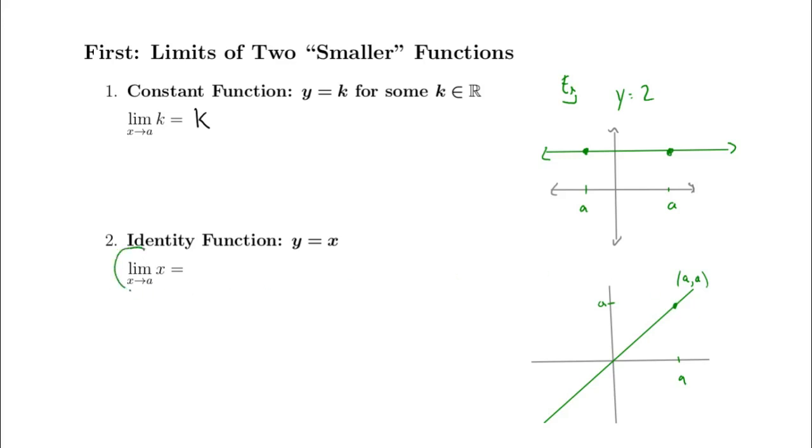This limit right here seems kind of circular when we talk about it. We're going to say as x gets close to a, what does the output x get close to? Well, if x is getting close to a, then x gets close to a. That seems like a silly sentence to say, right? All that to say, though, for the identity function, it's always just going to be whatever the x value is that we're approaching. So constants stay constants, and this identity function, y equals x, just spits out the x value that we're approaching.